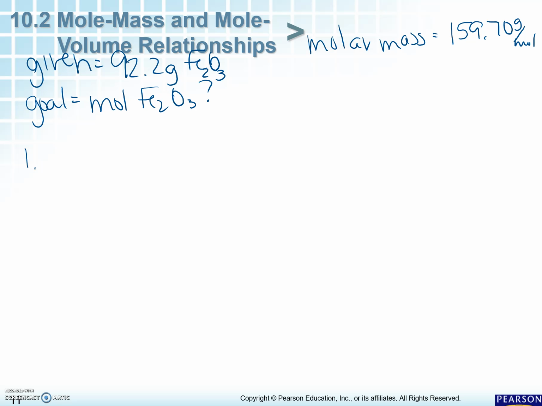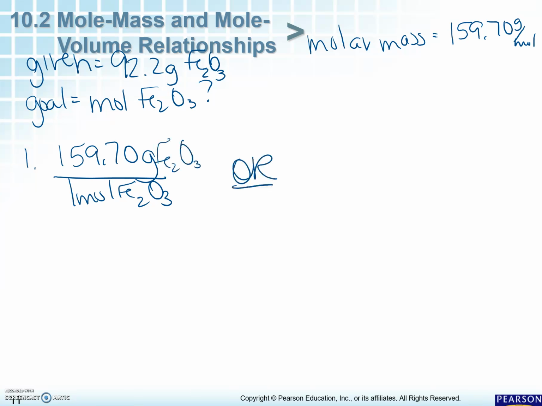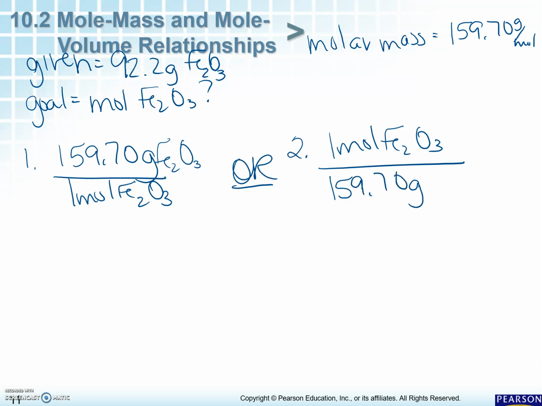So our first conversion factor would be the 159.70 grams over 1 mole. And don't forget to label what it's called, Fe2O3. That's our iron oxide. Or our second option can be 1 mole of Fe2O3 over our molar mass. Now, it doesn't matter which one you write down first. You can write down the first version or the second version as your first conversion factor, but you do need to make sure that you include both.